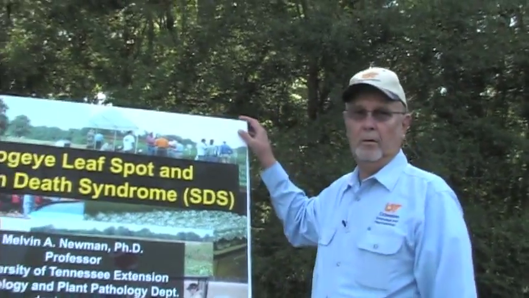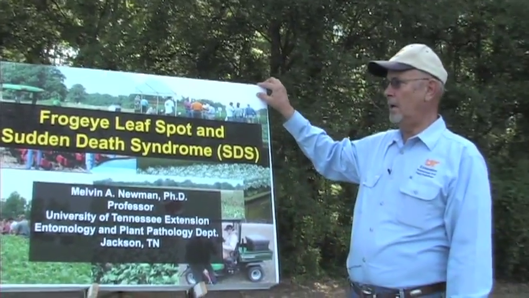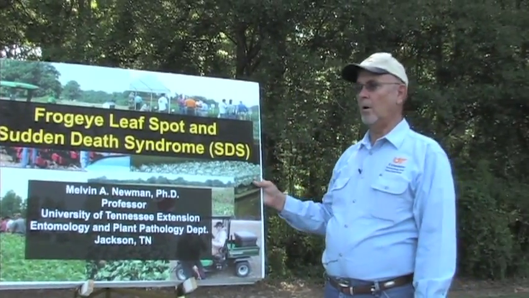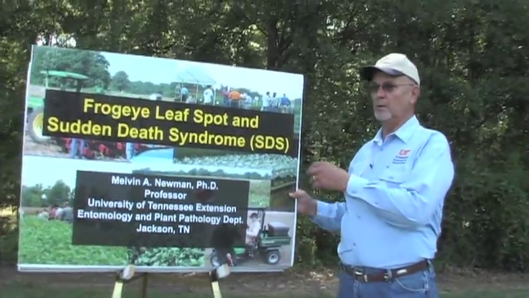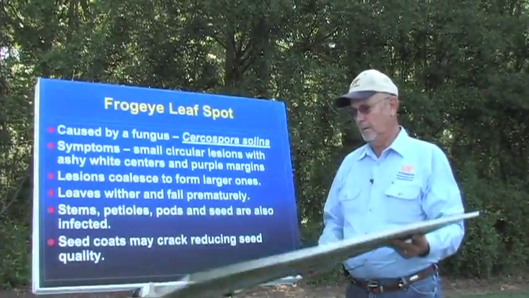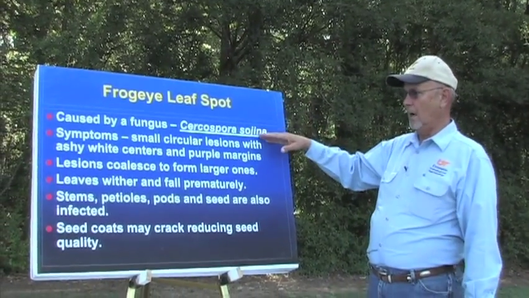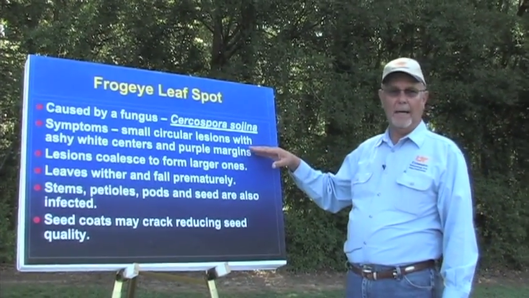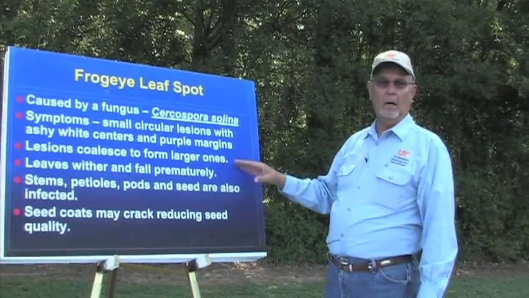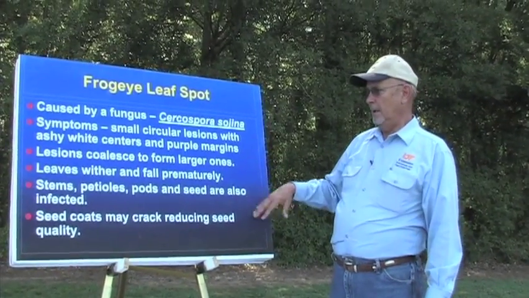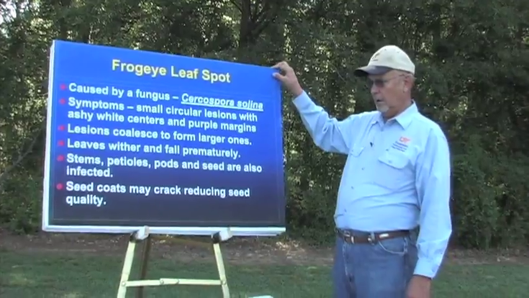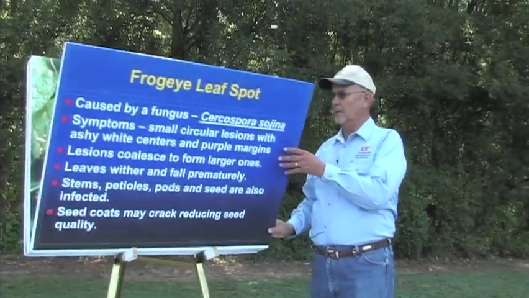We'll go over 3 or 4 diseases this morning, frog eye leaf spot being one of our worst diseases, along with sudden death syndrome and some other diseases. The frog eye is our worst disease. It's caused by Cercospora. It causes little white-looking lesions on the leaves, stems, and pods. The leaves wither and fall prematurely, and the seed coat is cracked.